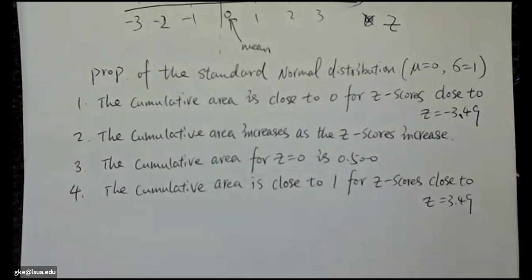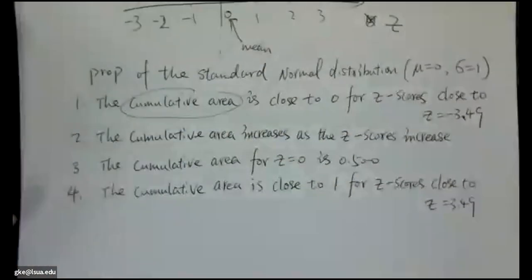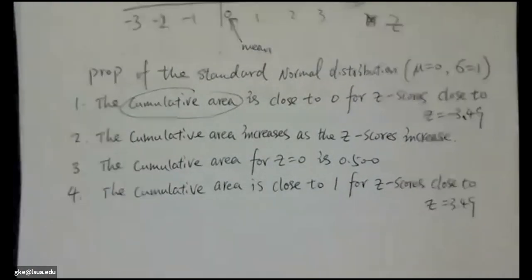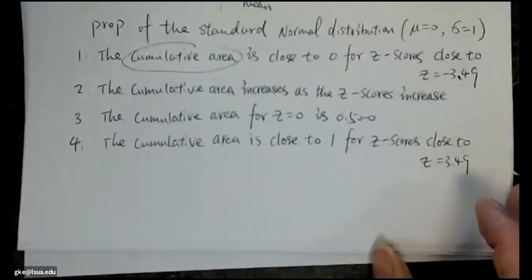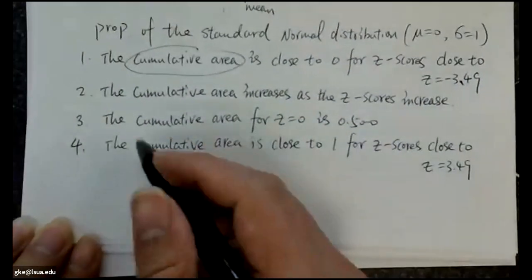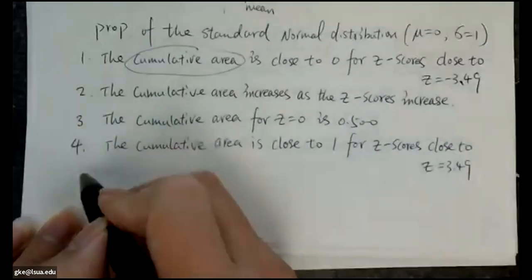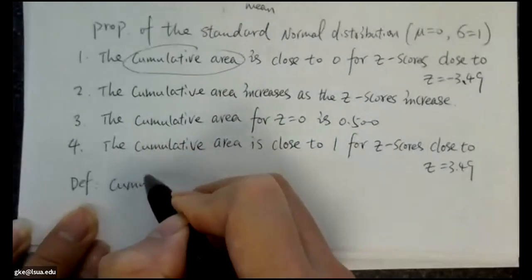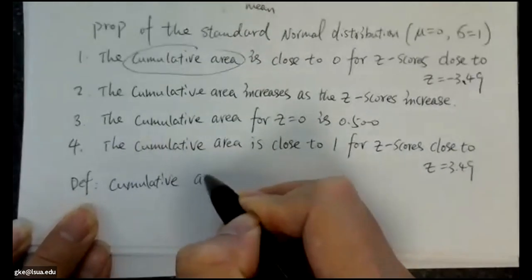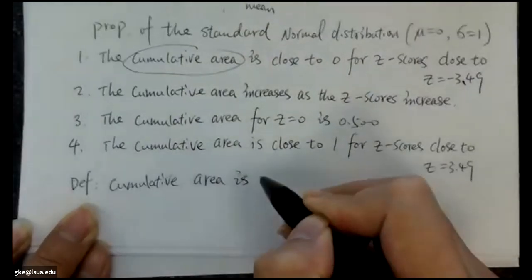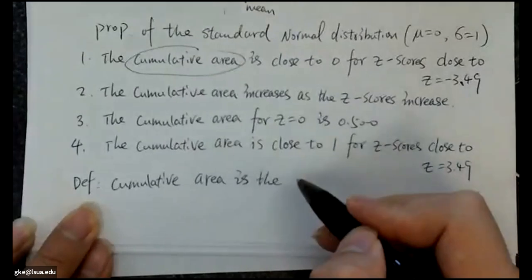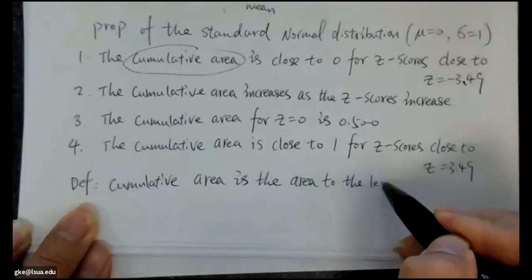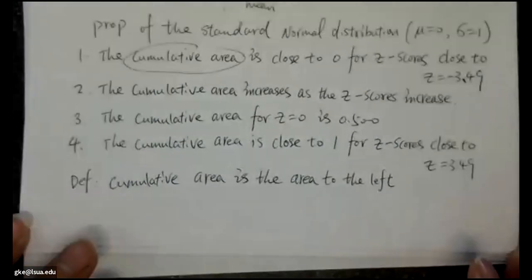The first thing we need to understand is the definition of a cumulative area. Let's take a look at a picture. The cumulative area is the area to the left.